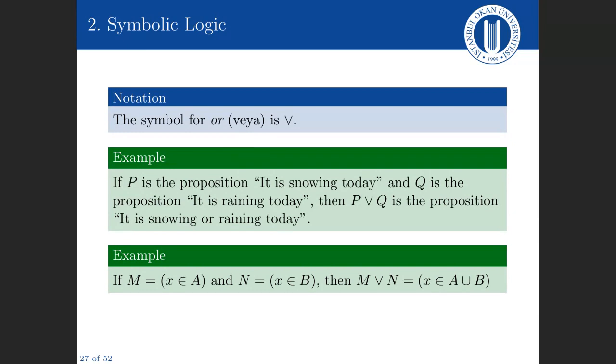Or another example, if M is the proposition "X is an element of A," X is in the set A, and if N is the proposition "X is in the set B," then M or N, X is in A or X is in B, is the same as saying X is in A union B. And if you're struggling to remember which notation is which, remember that this V looks a little bit like this U.